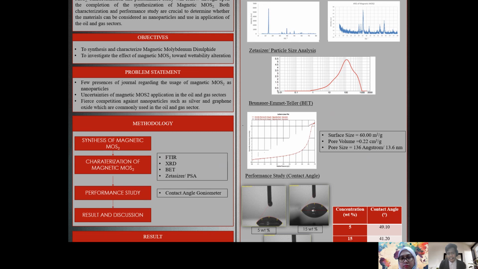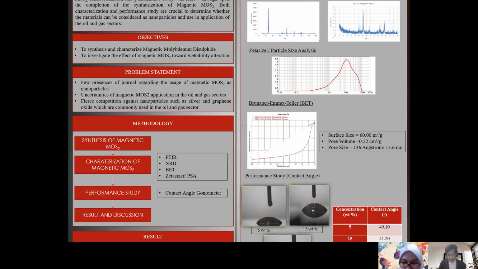For the surface size, the magnetic molybdenum sulfide shows that it has 60 meter square per gram, and I compare it with magnetic graphene oxide. Magnetic graphene oxide has about 70 meter square per gram. It shows that the magnetic molybdenum sulfide can be considered to exhibit the same characteristic as magnetic graphene oxide. Okay, the next will be the pore volume. The pore volume is 0.22 cm cube per gram.